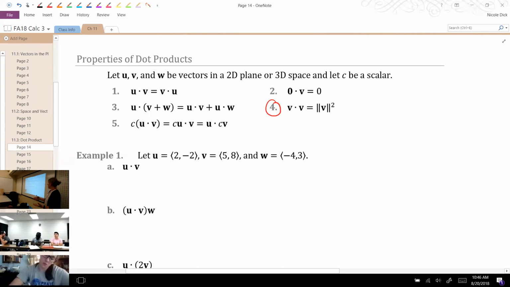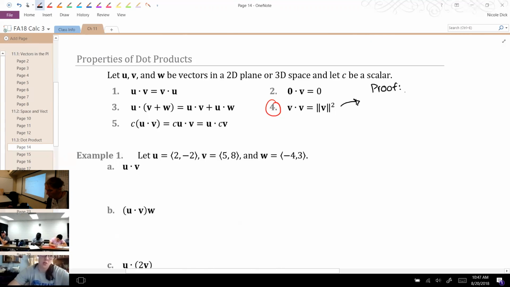Again, most of these are pretty obvious, but that fourth one really isn't. I have a vector dotted with itself equals magnitude squared. Maybe it does make sense, but I'm guessing for most of us it's not as obvious as the rest of them. But proving it is really simple with the definition of dot product. So let's look at a real quick proof here. It won't take much room.